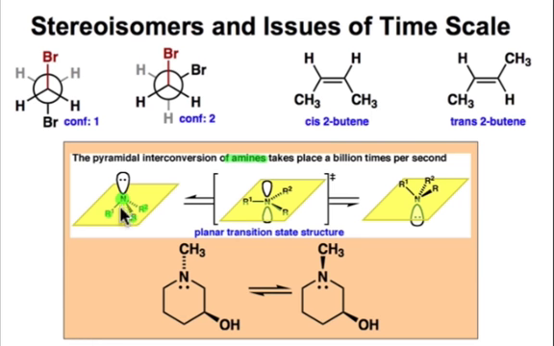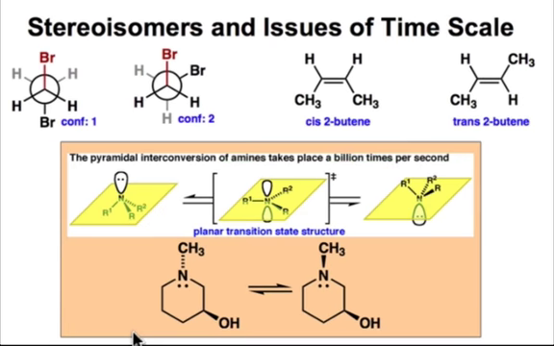That would create a stereocenter, but that configuration doesn't last very long because the process of configuration inversion, or pyramidal interconversion as it's sometimes called, takes that configuration through a planar form like you can see here and puts the lone pair on the opposite side of that reference plane so that the configuration at nitrogen has completely inverted. The barrier to this interconversion is very small. The process takes place on the order of 1 billion times per second.